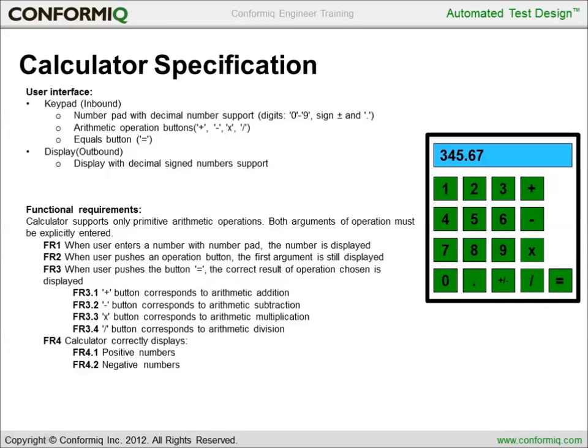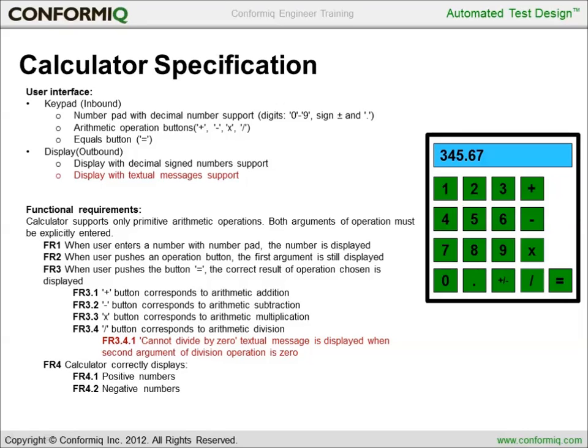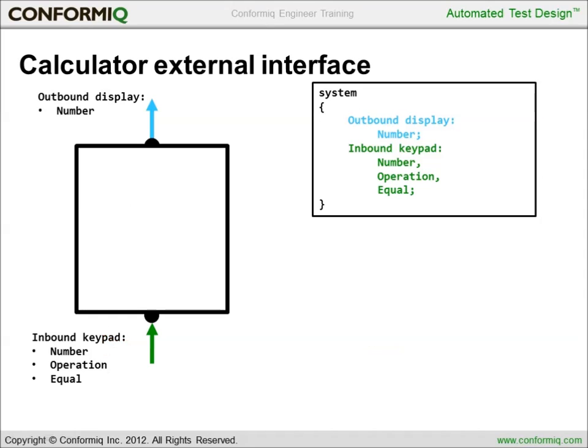Let's fix our specification. We have just added a new requirement FR341 and let's update now external interfaces view of our calculator as a black box. In addition to numbers as output data, the calculator needs to display also textual information to the user in case of an error. So let's add a text output record type to display port for this purpose.